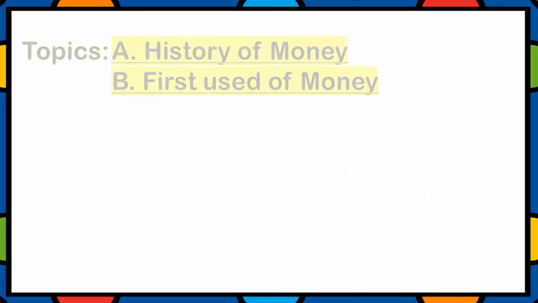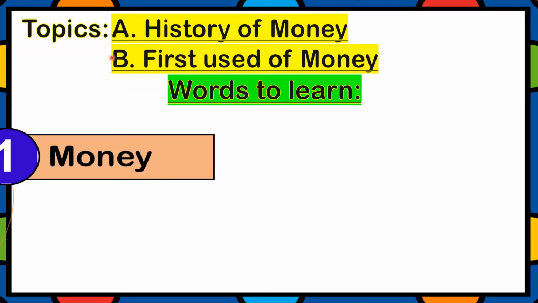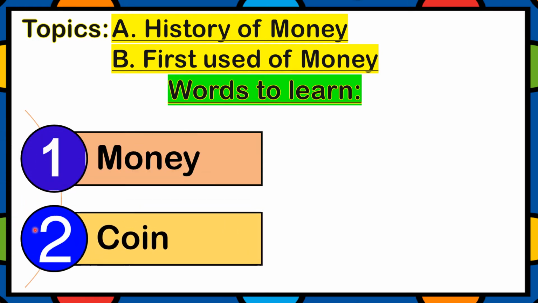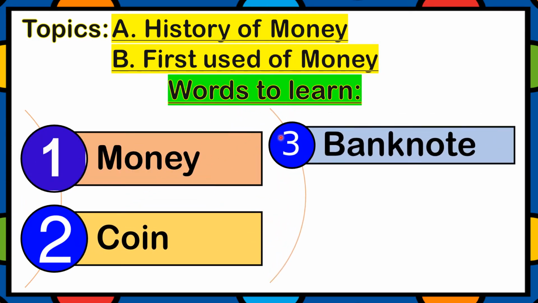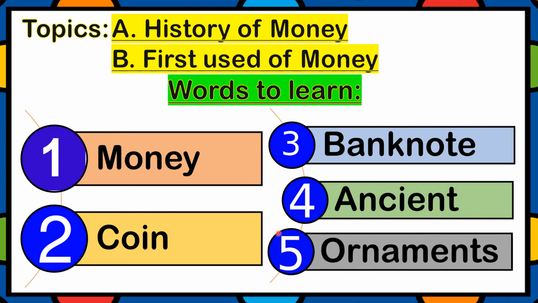Now, class, before we proceed with our lesson, let us first read the words to learn that we will be encountering in our next slides. For our topics today, we are going to study the history of money and, of course, the first use of money. Please repeat after me so you can still practice your reading and speaking skills even if you're just at home. Are you ready now? Let's start reading. Number one, money. Number two, coin. Number three, banknote. Number four, ancient. And number five, ornaments.